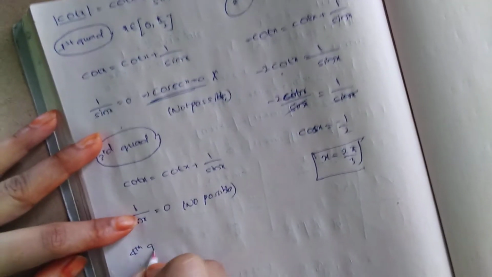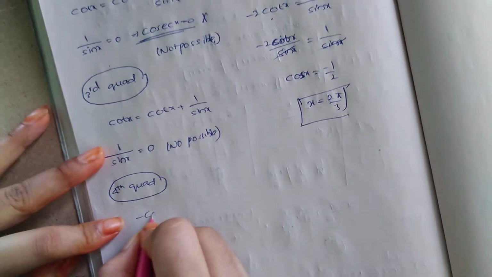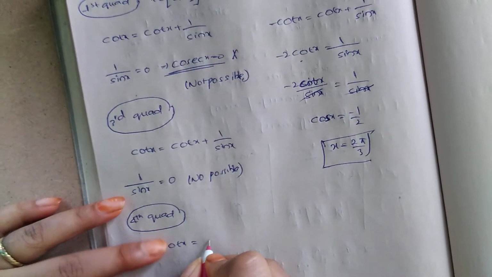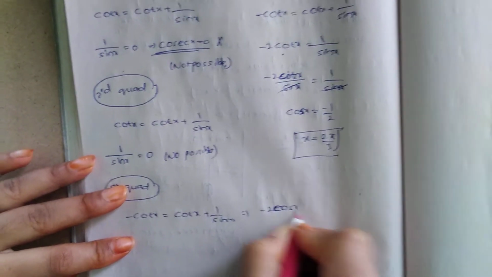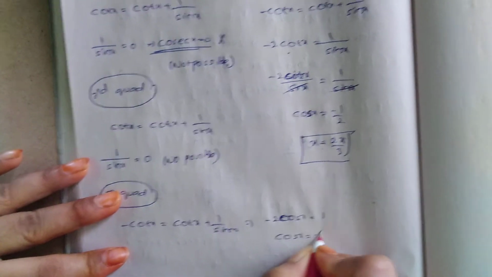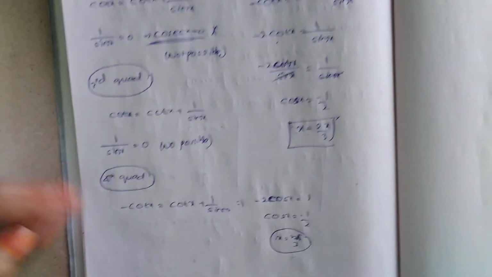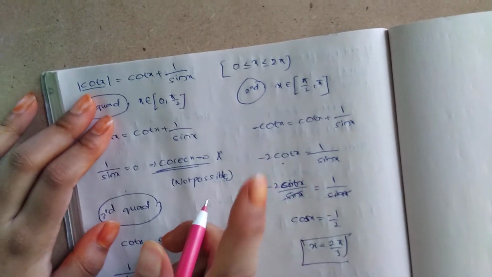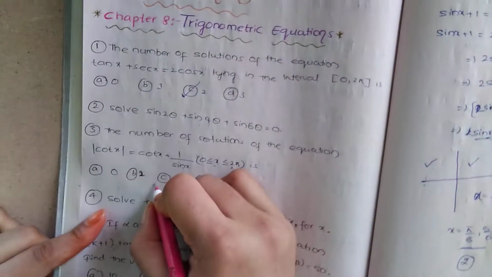Well, fourth quadrant. Cot theta is negative again. Minus cot x is equal. Same, we will get it as like this case. Minus cot x is equal to cot x plus 1 by sin x, which implies minus 2 cos x is equal to 1. Cos x is equal to minus 1 by 2. Again it is 2 pi by 3. So only one solution is possible. What is it? This equation is satisfied only when x is 2 pi by 3. Okay? Now only one solution.